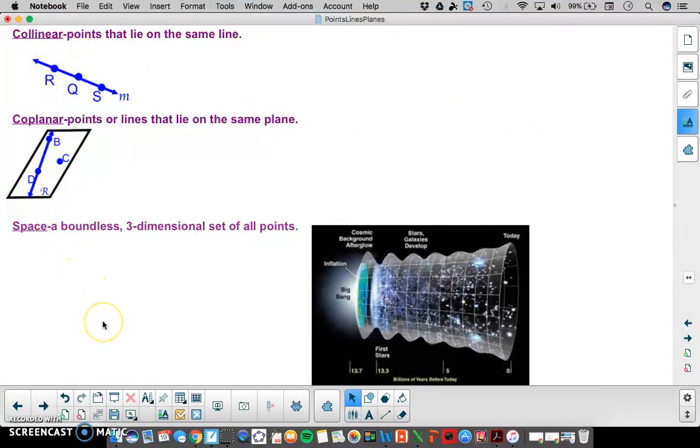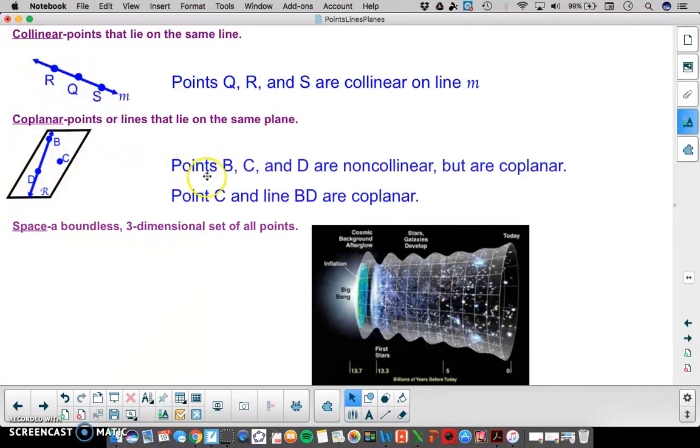Some other definitions that we're going to use. Collinear means points that lie on the same line. So we have points R, Q, and S that are collinear on line M. So points R, Q, and S lie on the same line. We have coplanar points, points or lines that lie on the same plane. Notice we have points B, C, and D on plane R, like we had previously. Points B, C, and D are non-collinear, but are coplanar.